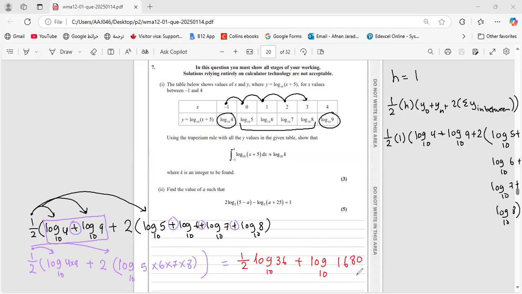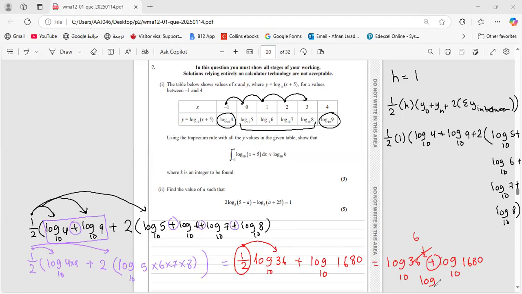So logarithm half, according also to the laws of logarithm, it will be power. So logarithm 1036 to the power of half, which is the square root of 36, which equals 6, okay? Plus logarithm 10, 1680. This one, it will be 6, the square root. You add, okay? It will be logarithm, the final answer, plus it will be multiply.